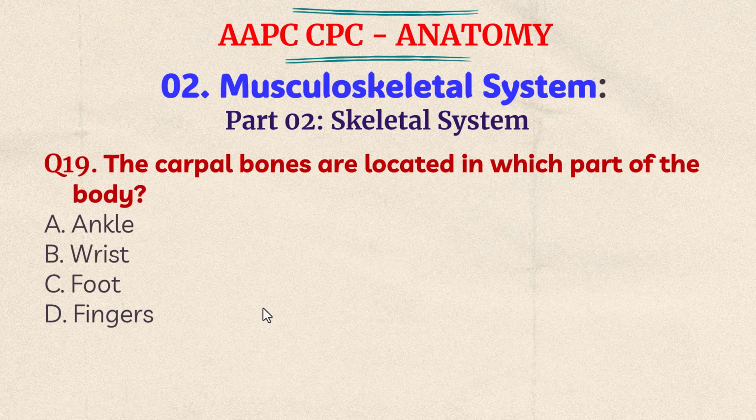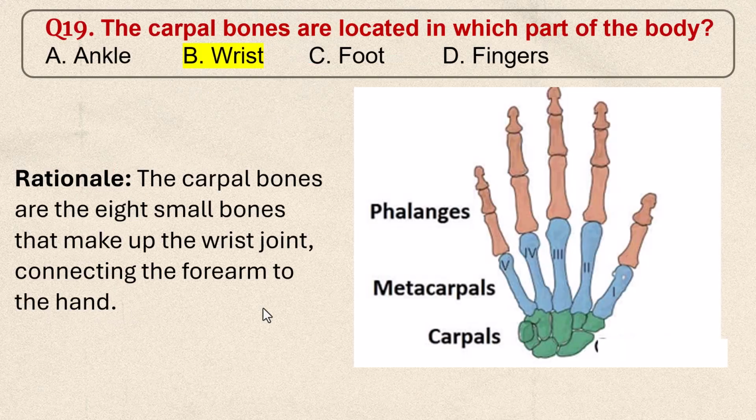Question number 19. The carpal bones are located in which part of the body? A. Ankle, B. Wrist, C. Foot, D. Fingers. The correct answer is B. Wrist. You can see the phalanges form the digits or fingers. Metacarpals form the palm of the hand. The carpal bones form the wrist.